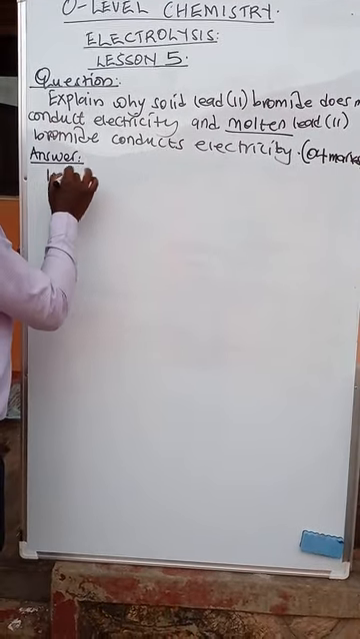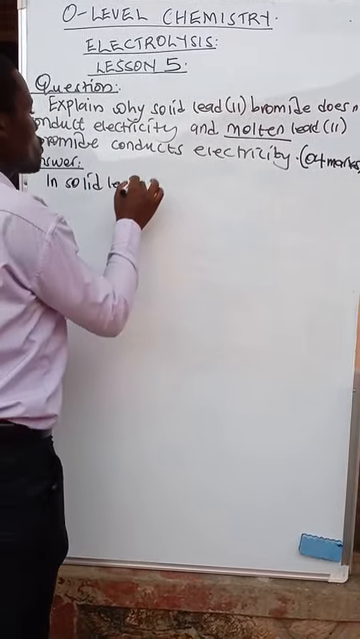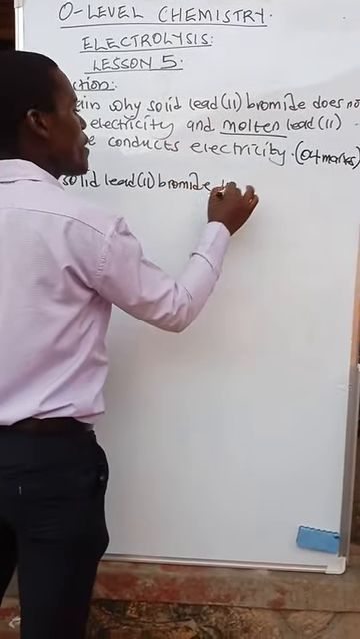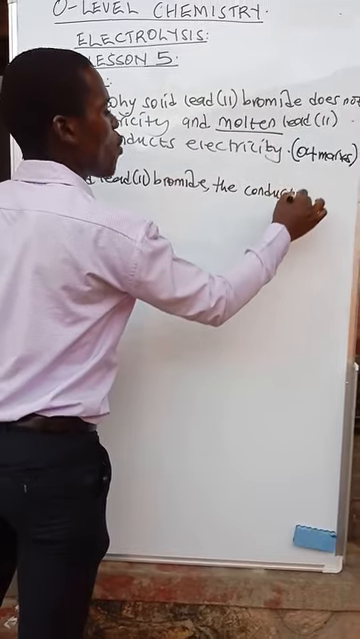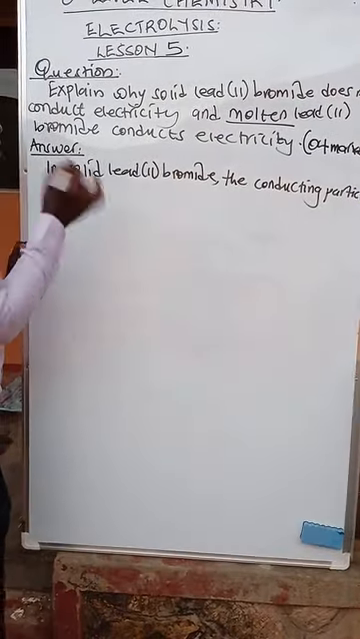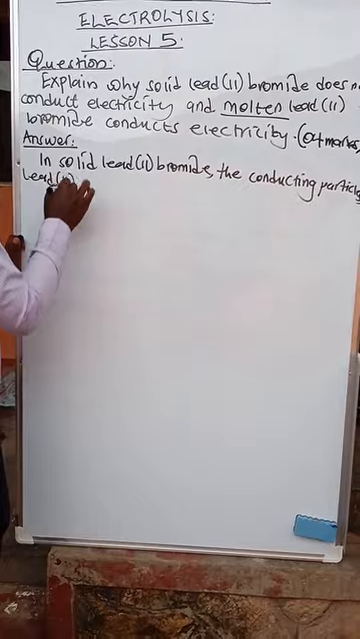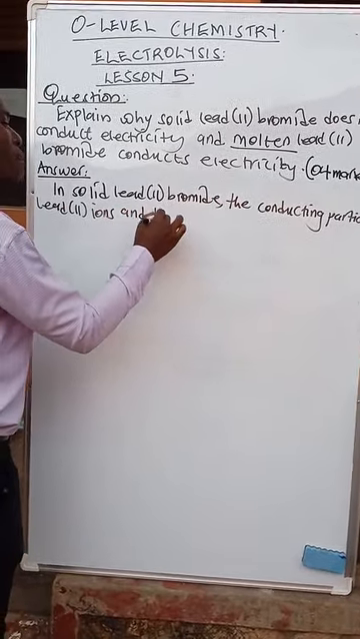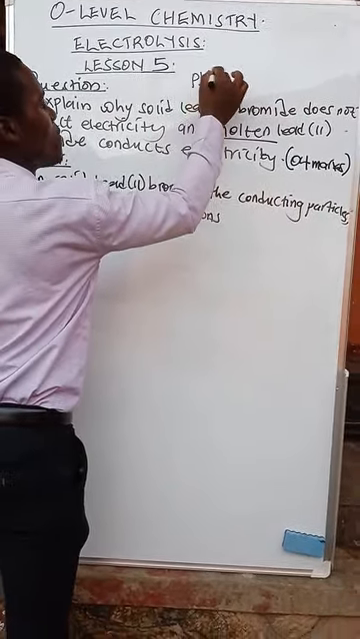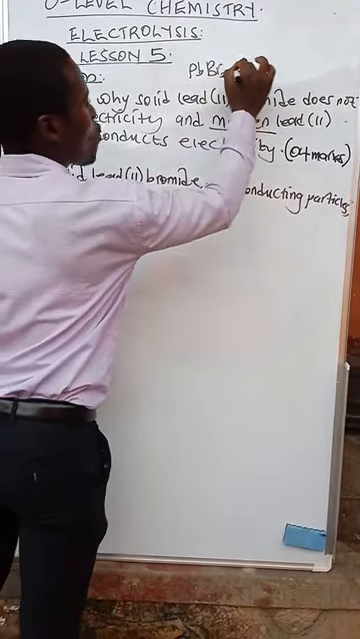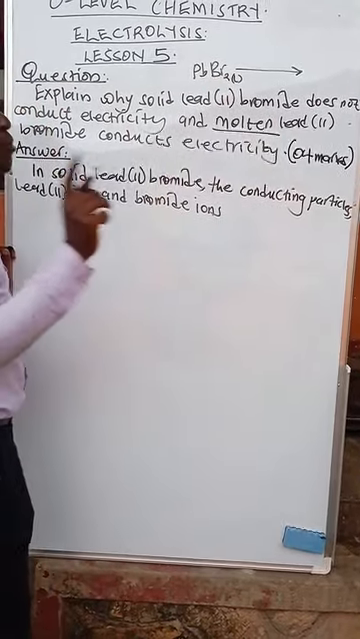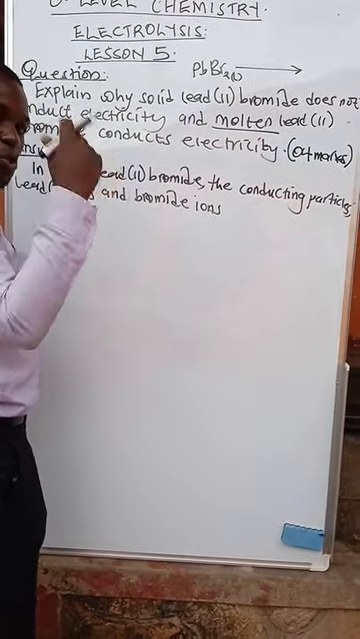that in solid lead(II) bromide, the conducting particles, you specify them, lead(II) ions and bromide ions, because you will agree with me that if lead(II) bromide is to ionize after being heated to become molten. Molten ionic compounds use the state symbol l. The aqueous ones, those dissolved in water, use aq.